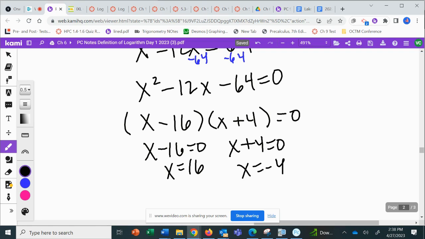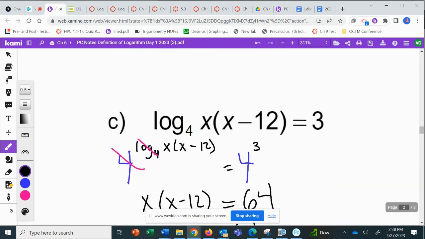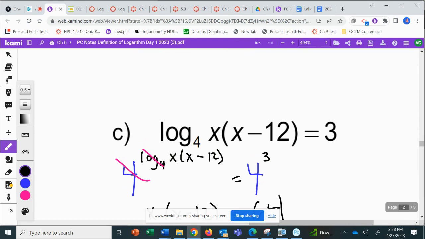We need to check those answers. Okay, we're going to check them. One of them I'm going to check in particular is the negative 4. Because of time, I'm not going to check 16. It works, okay? But the negative 4, the reason why I want to check it is because remember, we cannot have log of a negative number. So if I'm plugging in a -4, we better just make sure that's correct.